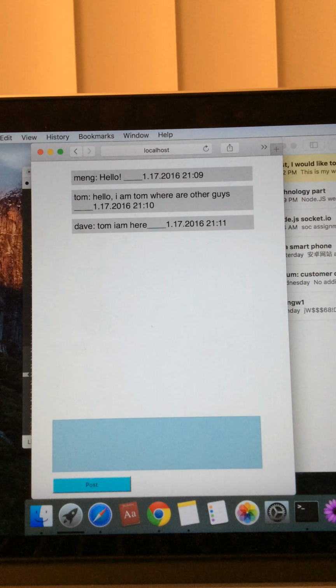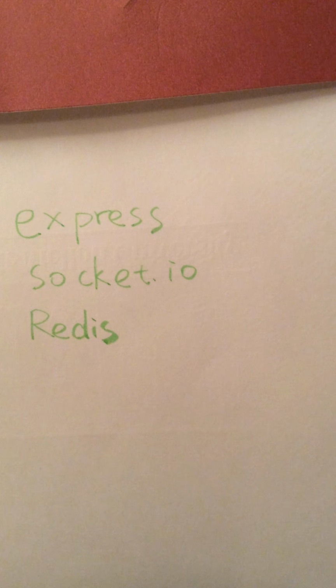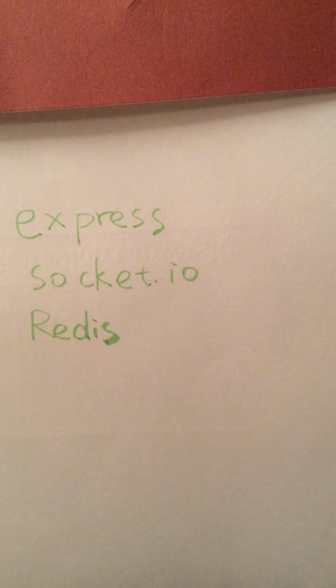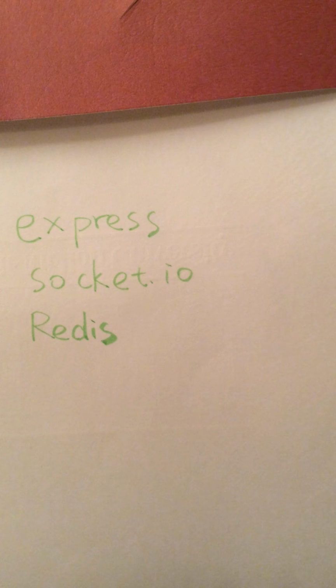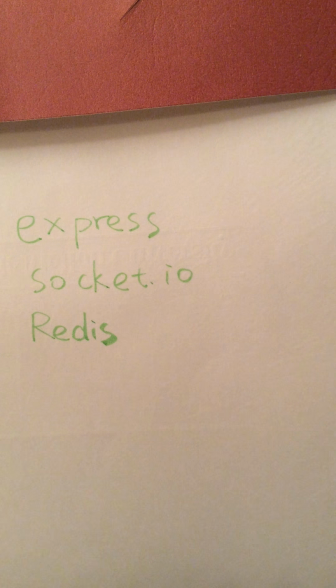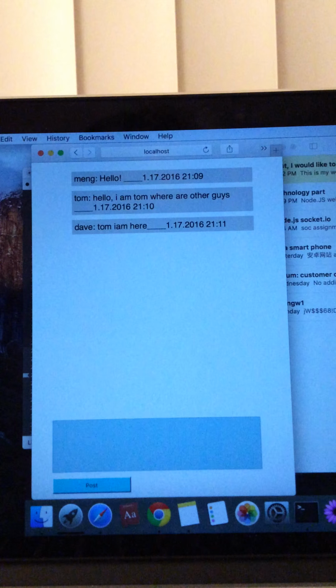Now let's move to the technology part. I used the Node.js web framework Express to set up the HTML web page that serves out a form and a list of messages, just as you saw before. The second is Socket.io. Sockets can provide a bi-directional communication channel between a client and a server. As for the database, I used Redis.